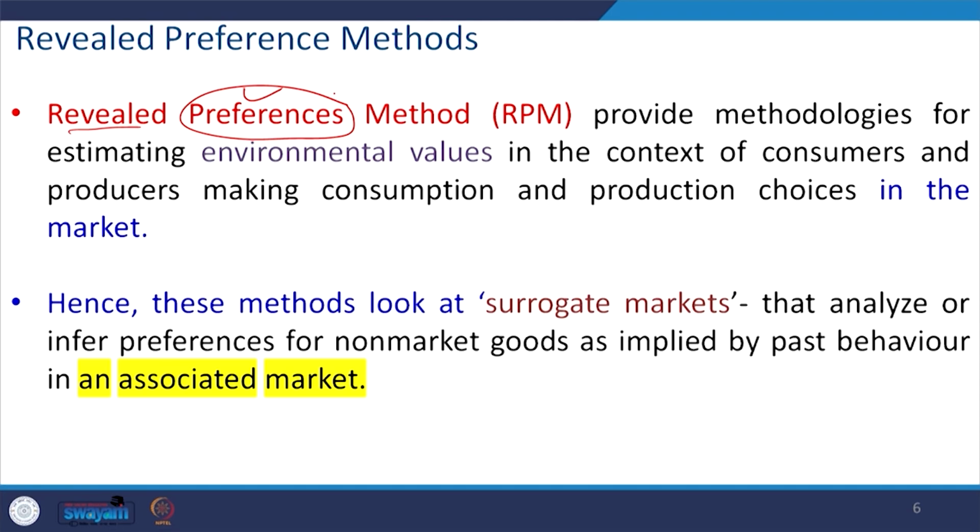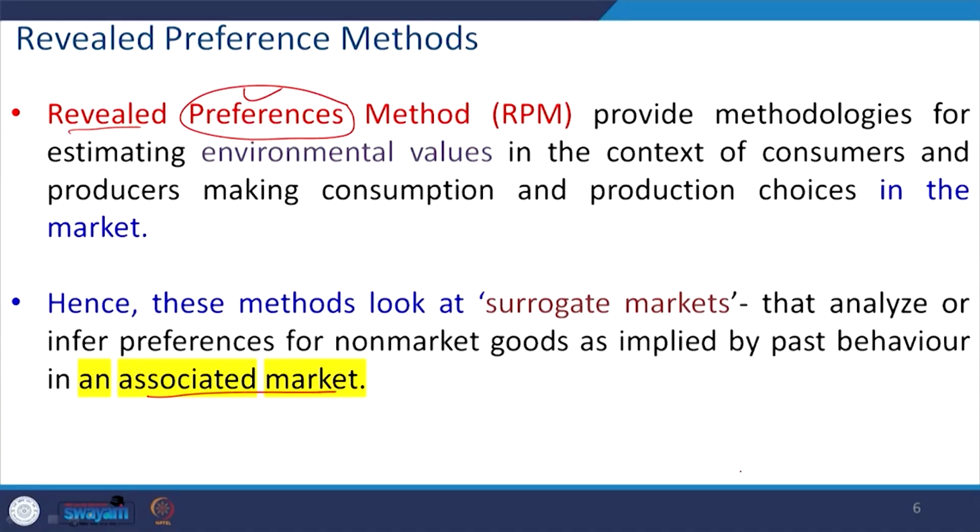And if you have to estimate the environmental values of these goods and services, then we need to have a market which is known as the surrogate market. These surrogate markets try to analyze, or you can say infer, the preferences for the non-market goods and services, and it will be found out by the past behavior of individuals in the associated market. So, I am again highlighting this word, associated market.